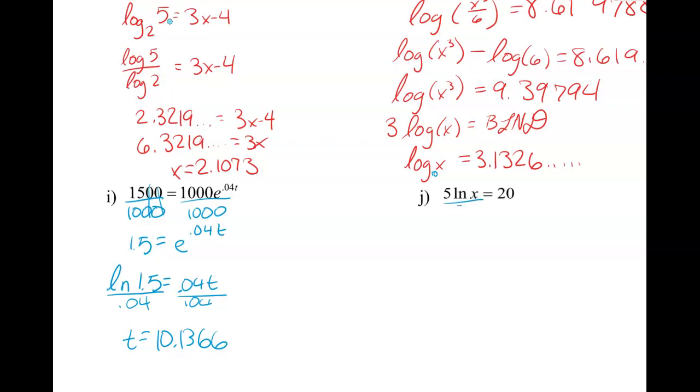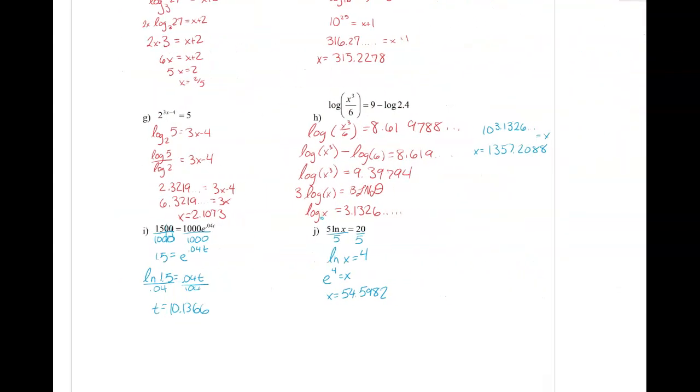Alright, and then we've only got a couple steps on j, but we can do it. So I'm going to divide both sides by 5 first to try to get that ln completely by itself so I can figure out what x is. So I should get ln of x, or natural log of x, is equal to 4. So now I can change this into an exponential. Again, since I've got ln, that means that my base was e, so e to the 4th is equal to x. And I type that in, and I should get x is equal to 54.592.